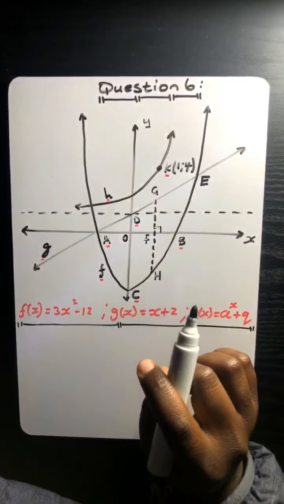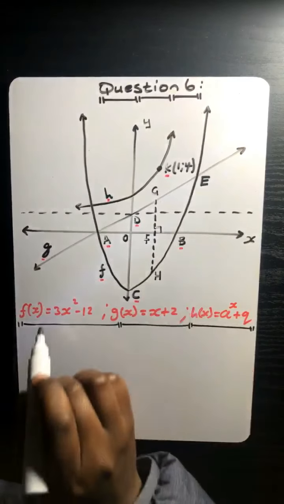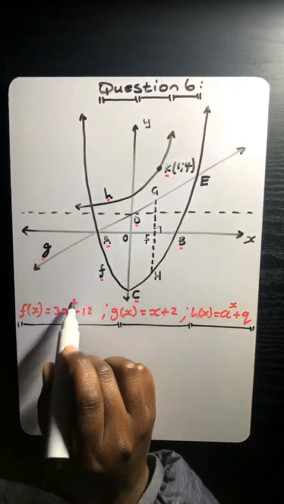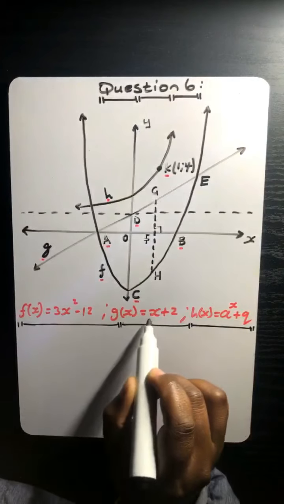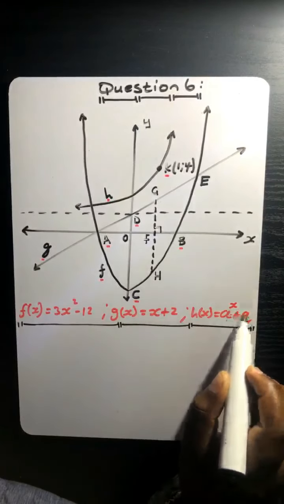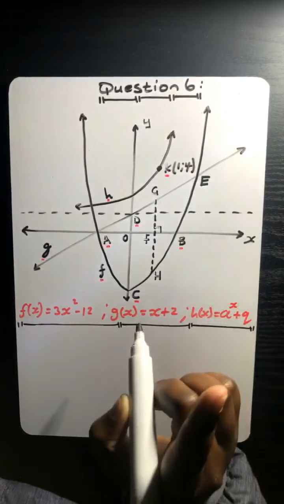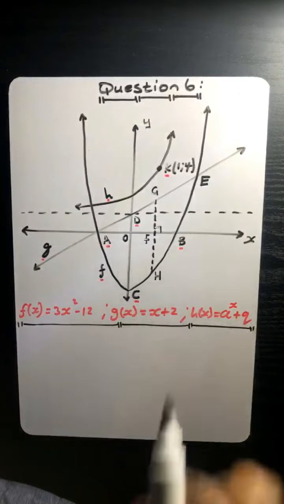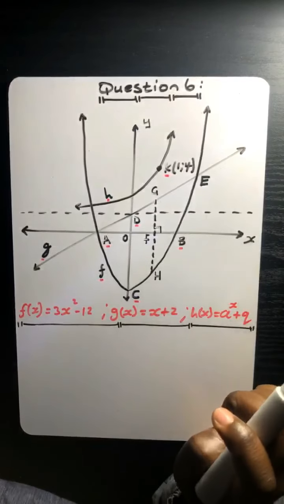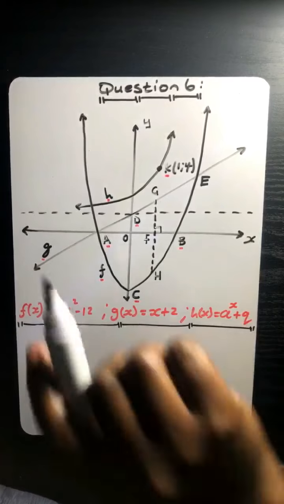So in the given sketch, the following graphs are represented. f of x equals 3x squared minus 12. g of x equals x plus 12. h of x equals a to the exponent x plus q. Remember, guys, whatever I'll be saying, in case you've got a question, just note it down. I'm going to give you guys an opportunity to ask a question before I start answering the questions. Okay, so let's see.